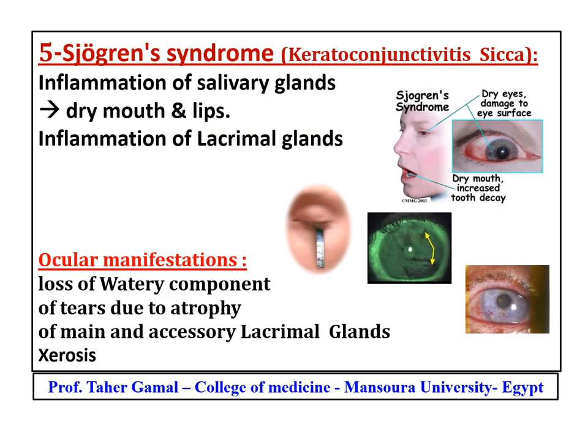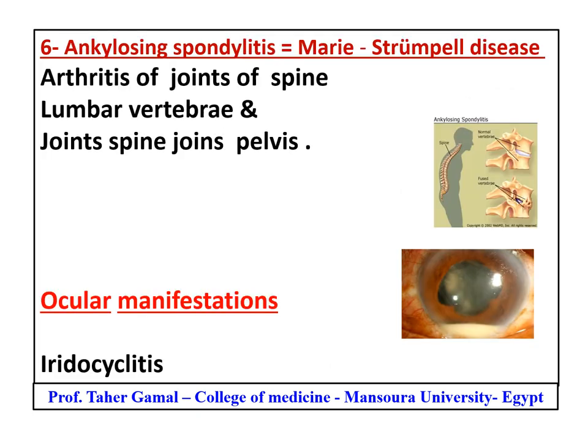The fifth type of collagen disease is Sjögren syndrome, or keratoconjunctivitis sicca. It is an inflammation of the salivary glands, leading to dry mouth and lips, and inflammation of the lacrimal glands. Its ocular manifestations are loss of the watery component of the tears due to atrophy of the main and accessory lacrimal glands, leading to dryness or xerosis. The sixth type is ankylosing spondylitis, or Marie-Strümpell disease, in the form of arthritis of the joints of the spine, lumbar vertebrae, and pelvis. Ocular manifestation occurs in the form of iridocyclitis.